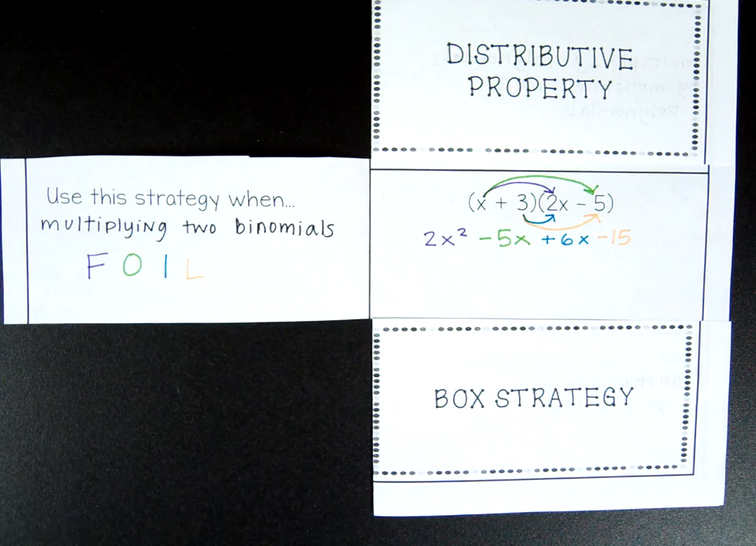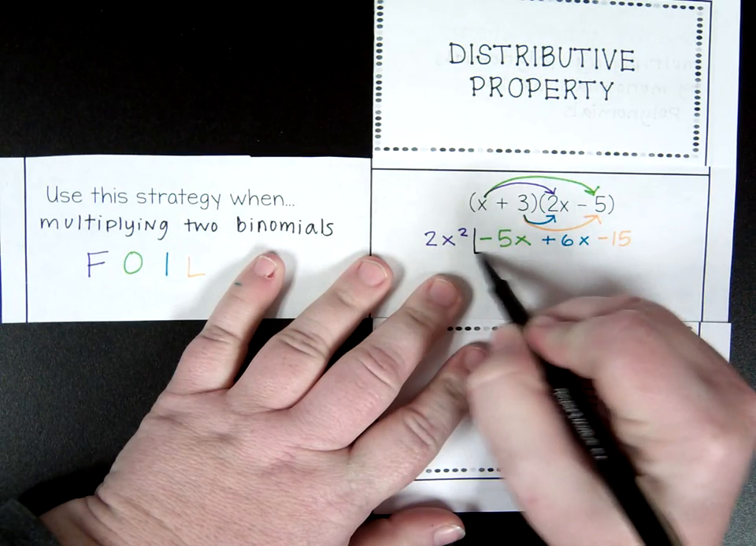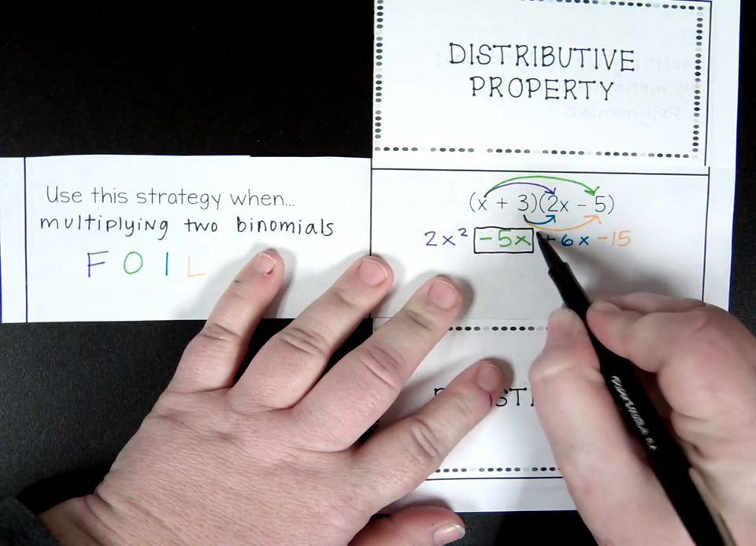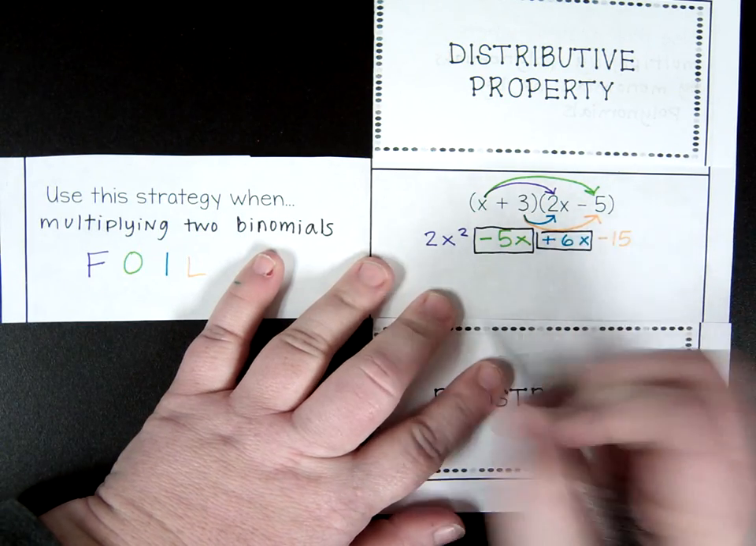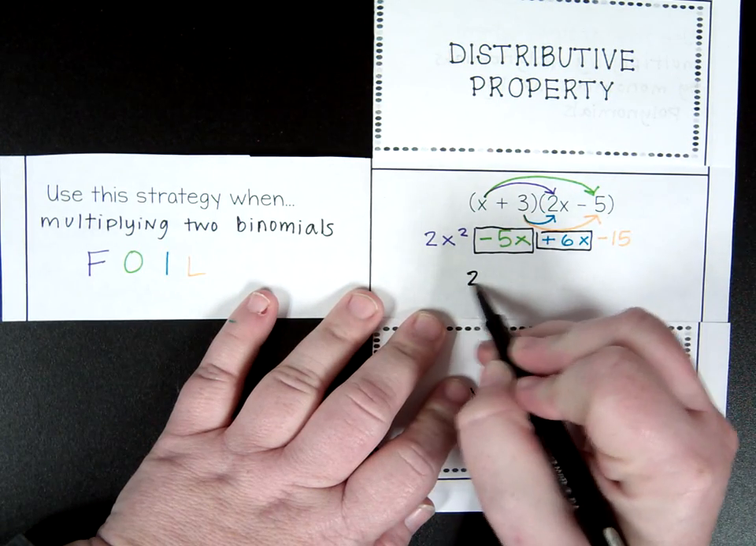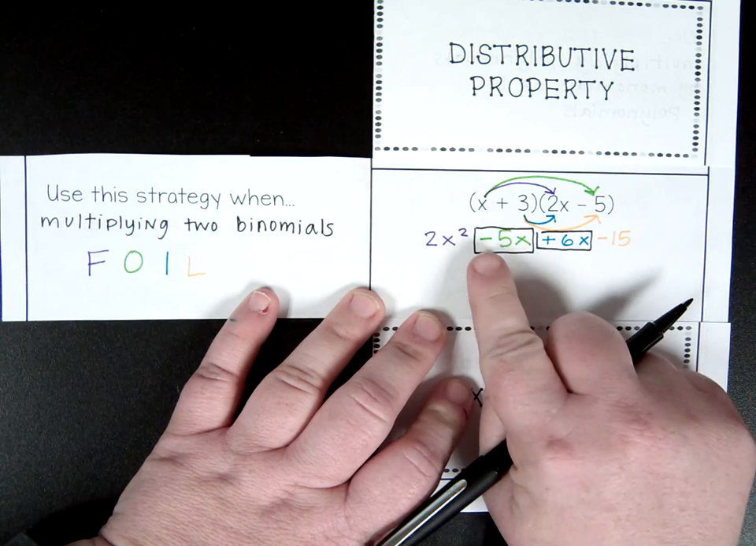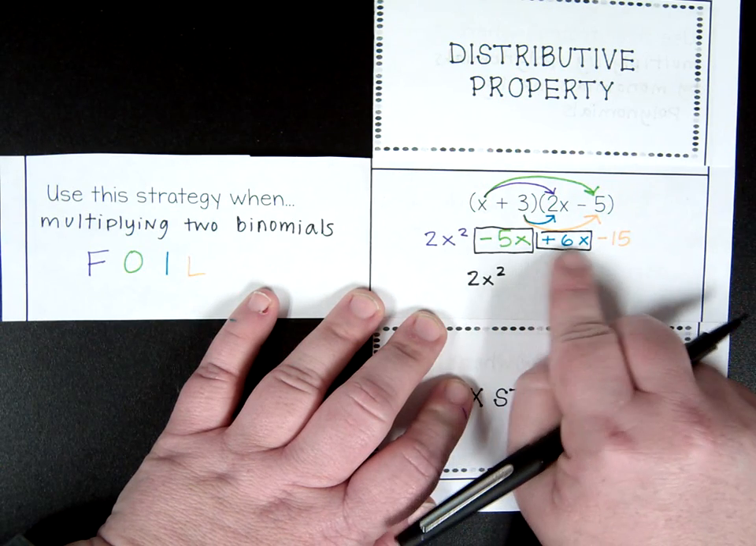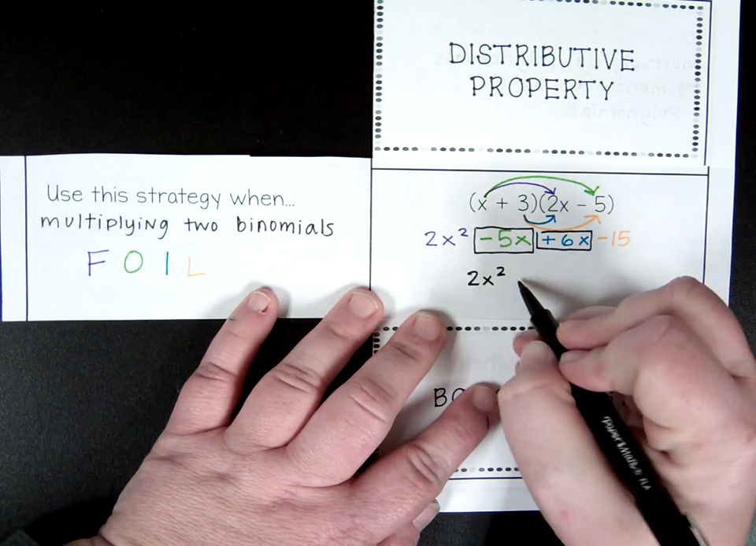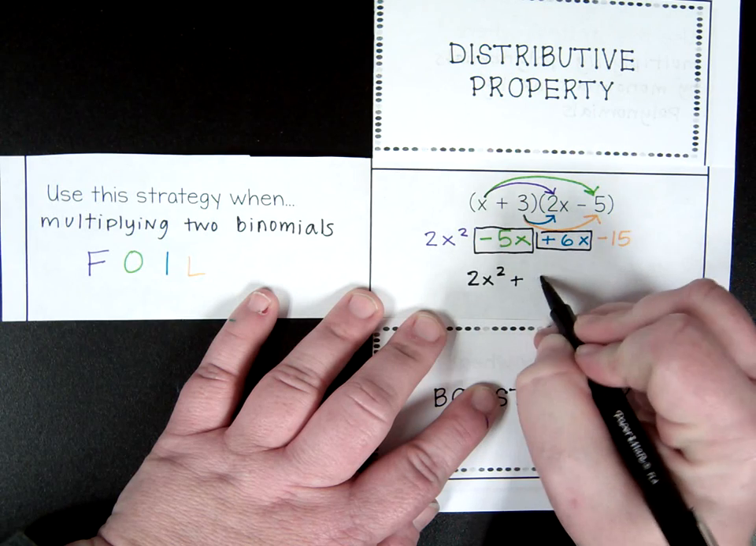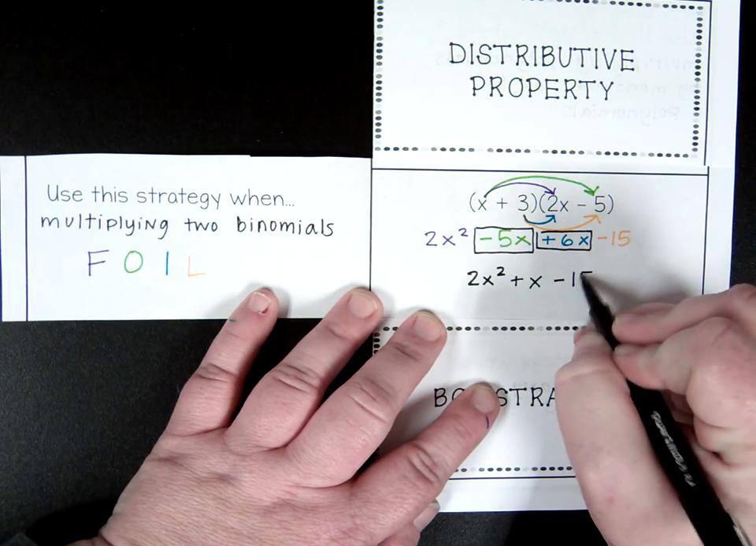And then we combine our like terms, and the only like terms it looks like I have are the negative 5x and the plus 6x. So when I combine my like terms, my 2x squared stays the same, but negative 5x plus 6x gives me a positive 1x. So plus x and then minus 15.